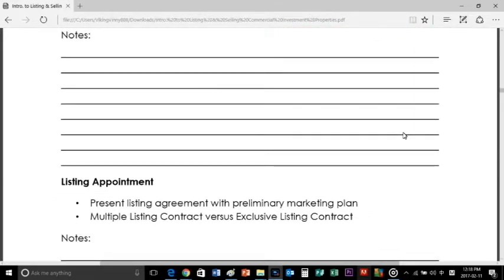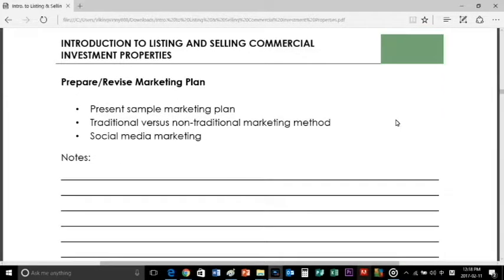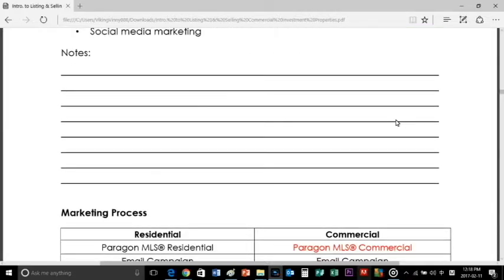Listing appointment. Present listing agreement with preliminary marketing plan. Multiple listing contract versus exclusive listing contract. Prepare and revise marketing plan. Presents sample marketing plan. Traditional versus non-traditional marketing method and social media marketing.